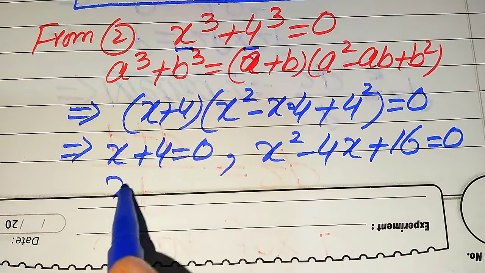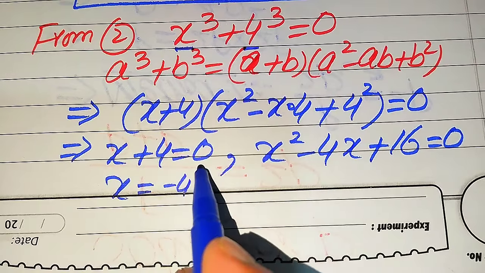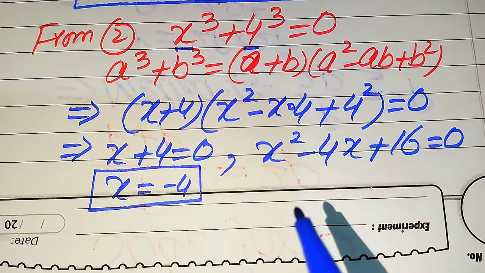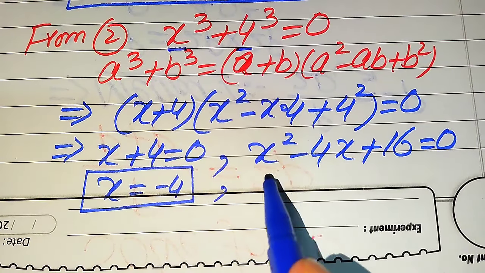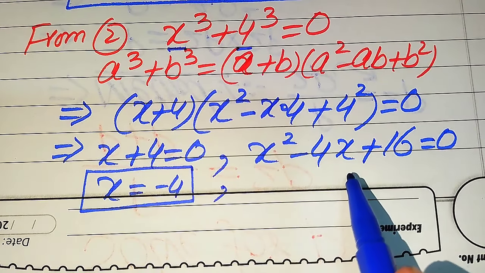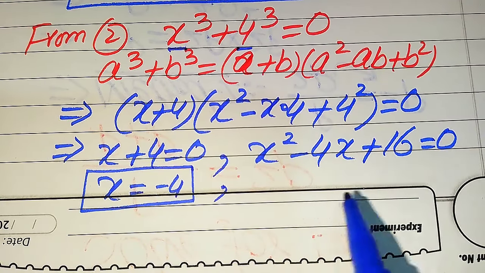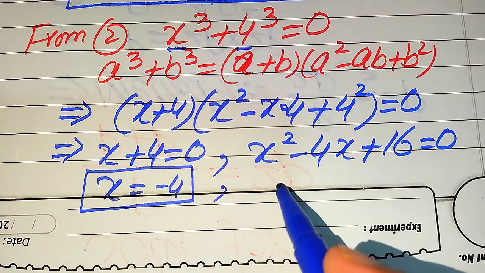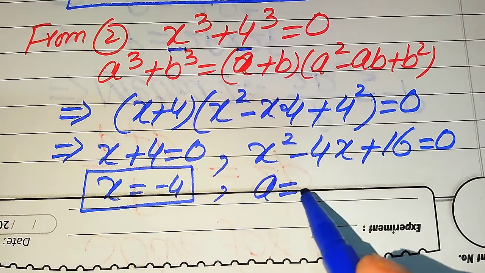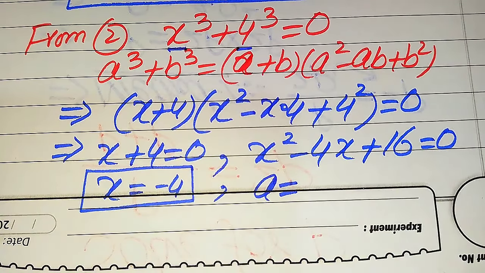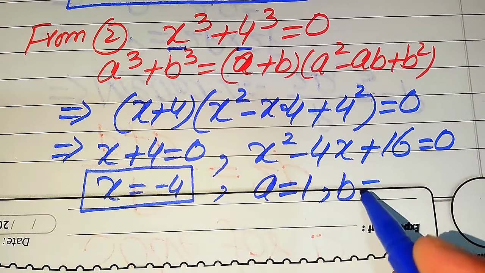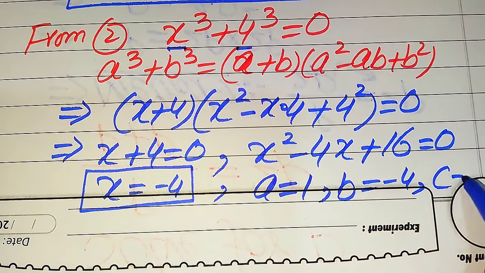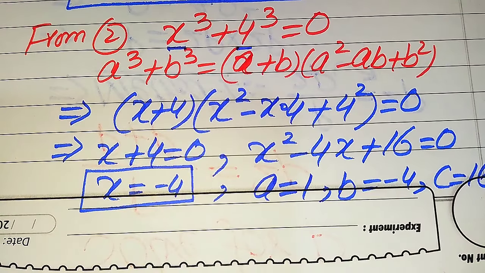So from here we easily get the value of x is equal to minus 4. This is the fourth root of the given equation, and the last two roots we find from this quadratic equation, and here we again apply the quadratic formula and we get the other roots. For this we write the coefficients of this equation, and its coefficients are a is equal to 1, b is equal to minus 4, and c is equal to 16.